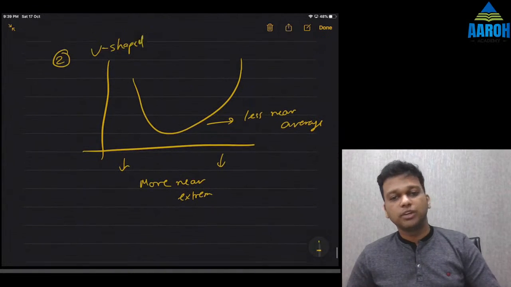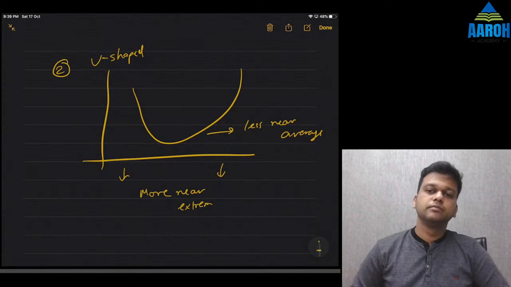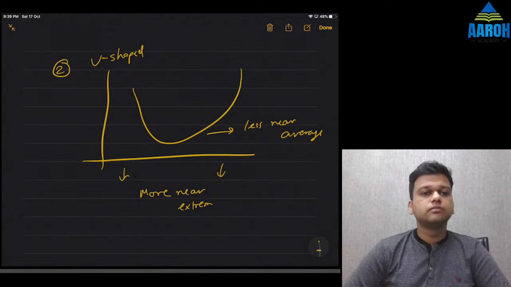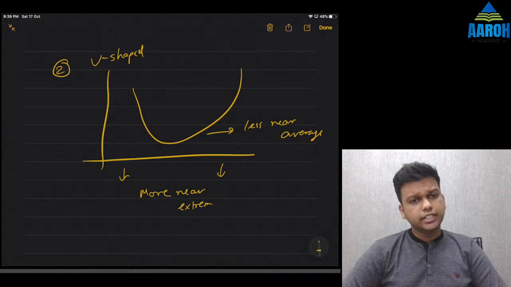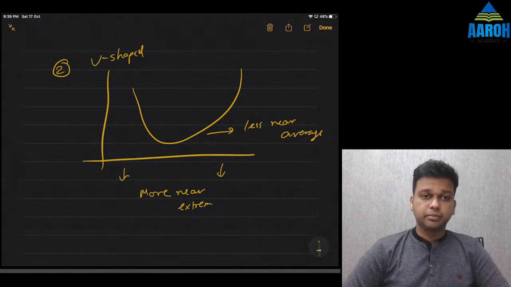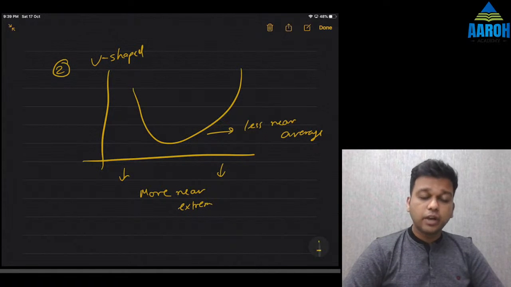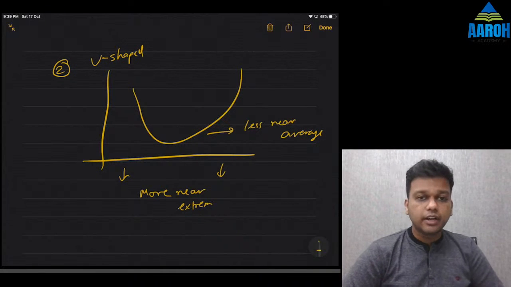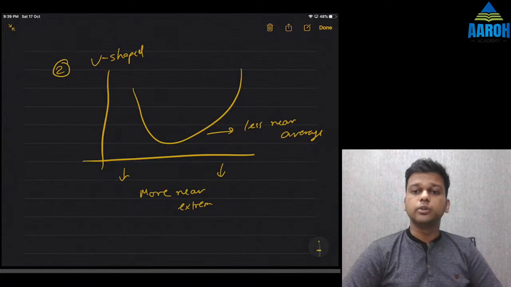So can anyone give me an example of a U-shaped curve? Cost curves, good. See, cost curves are U-shaped. Which cost curves? If you remember the long run average cost curve or short term average cost curve, they are U-shaped, small u or a big one, right? So LRAC or SRAC curves are U-shaped. That is correct, good. What else?